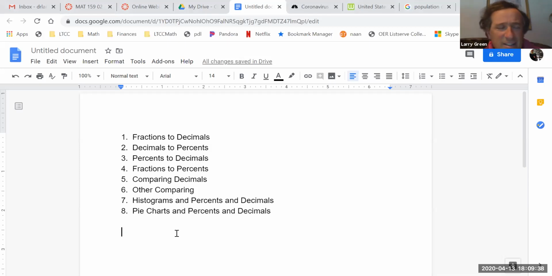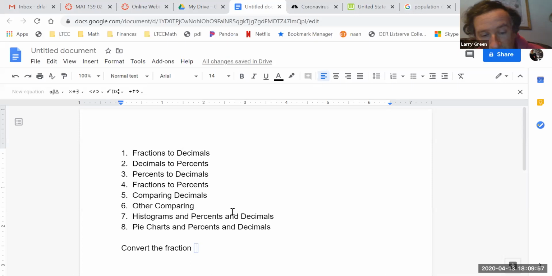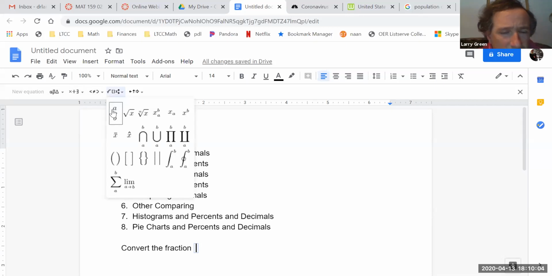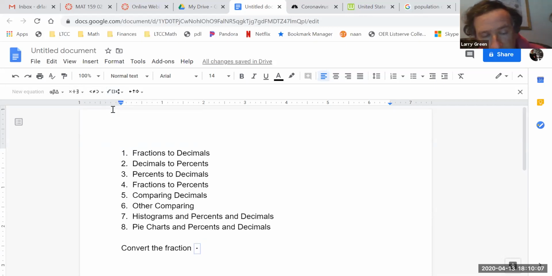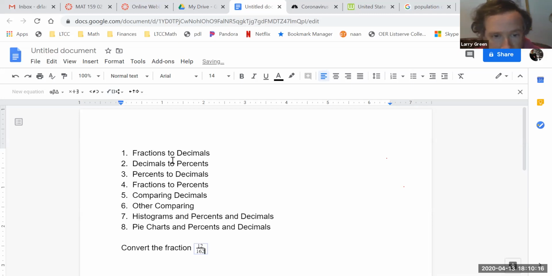Okay, so first thing, I'm just doing a basic math example, and then we'll get some application examples too. So first thing is convert the fraction, and let's make it look pretty. How about 12 over 162 to a decimal. And let me make that bigger.